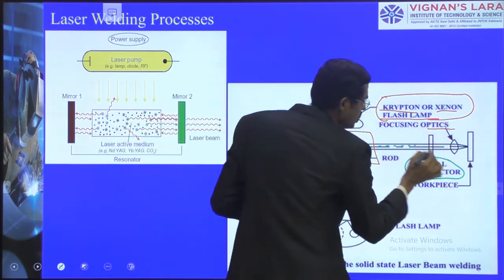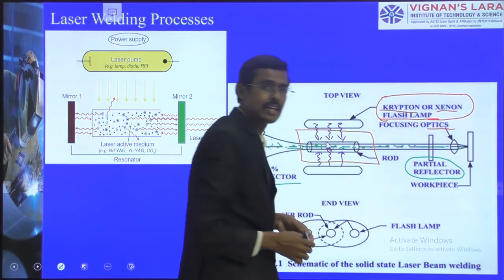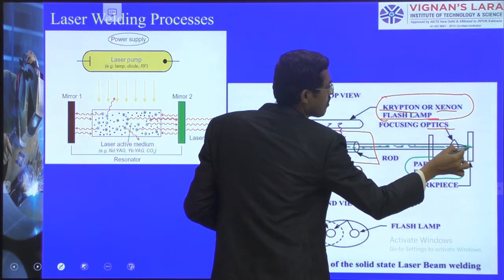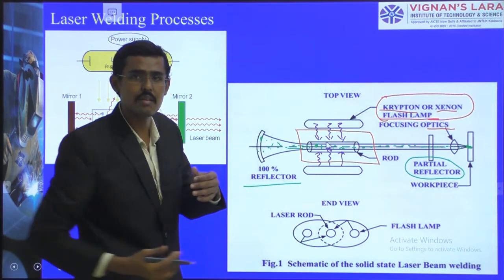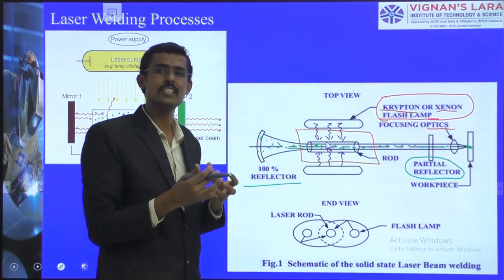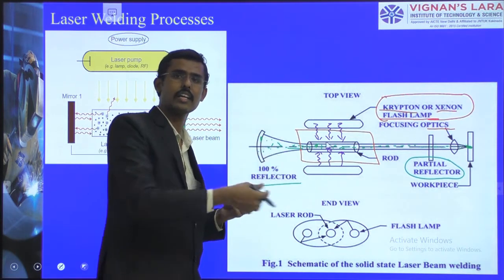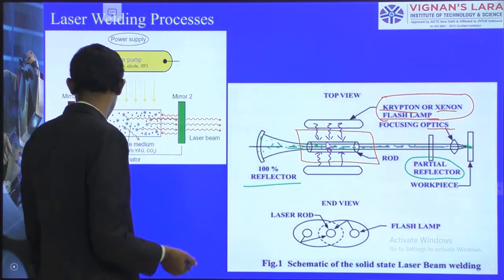Now we are through this partially reflective mirror, and the material comes out and falls on the specimen, maybe for welding, maybe for cutting, maybe for heat treatment. That is, the laser beam is generated with a highly intensified heat. High heat we can use for cutting and welding, and low heat we can use for heat treatment processes.